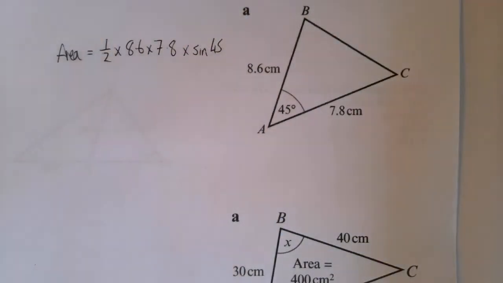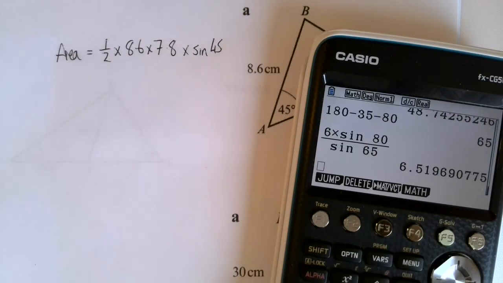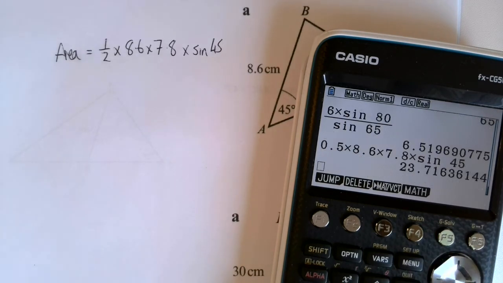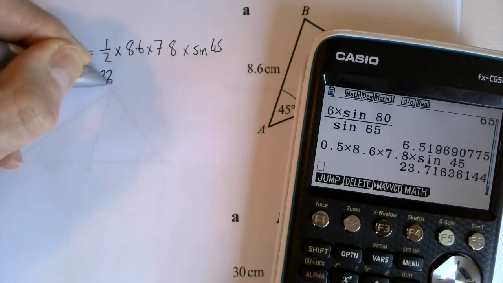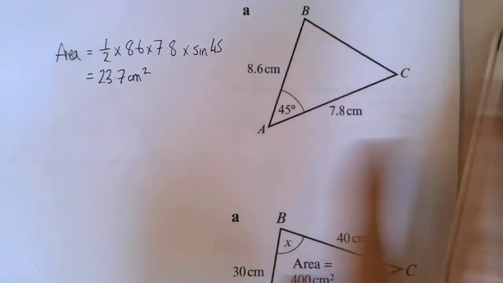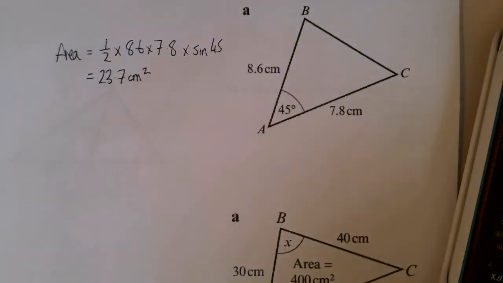Okay, simple as that. And how do I do a half? Well, you can do 0.5. You can do a fraction. I'm just going to do 0.5 times 7 times 7.8 times sine of 45. And don't forget we're dealing with area, so lengths are in centimetres, that's centimetres squared. You could do that divided by 2, it would be the same thing, wouldn't it?